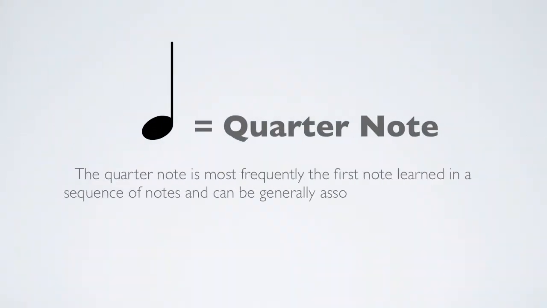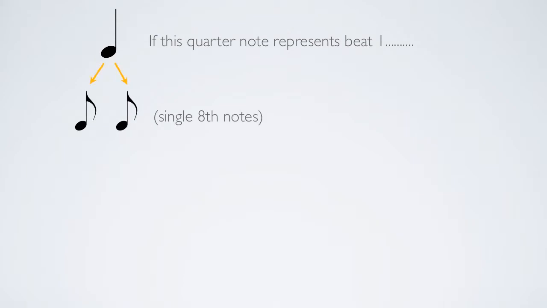The quarter note is most frequently the first note learned in a sequence of notes and can be generally associated with the pulse. If this quarter note represents beat 1 and we cut it up into two smaller pieces, we'll get two single eighth notes. Each eighth note will take up half a beat.